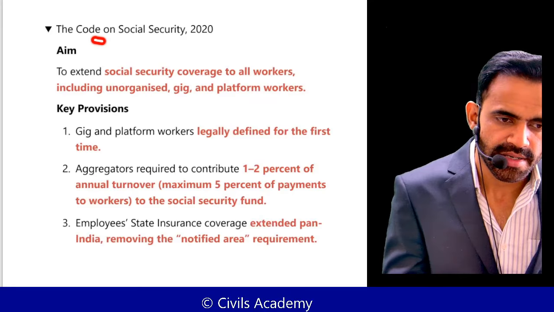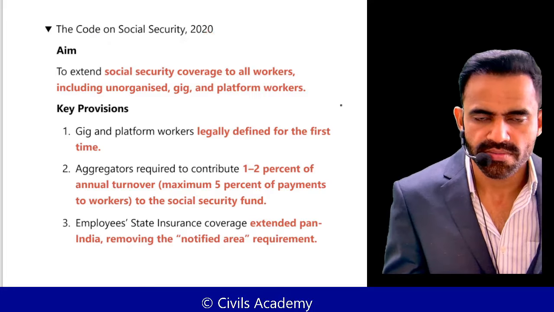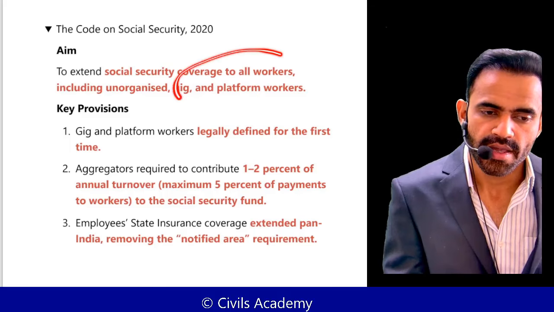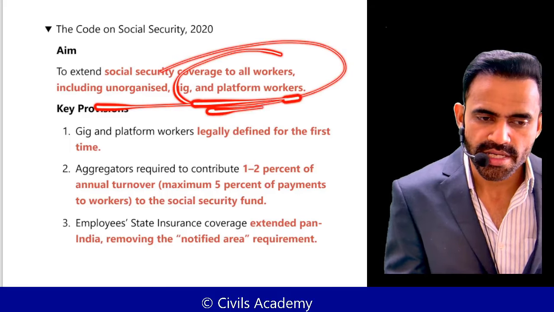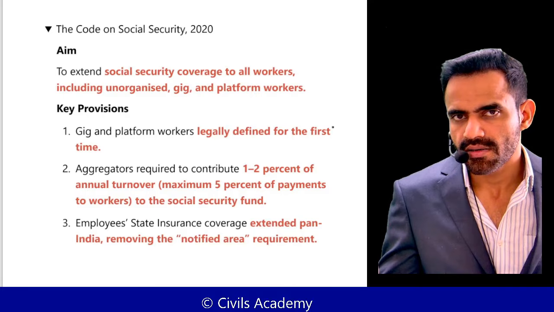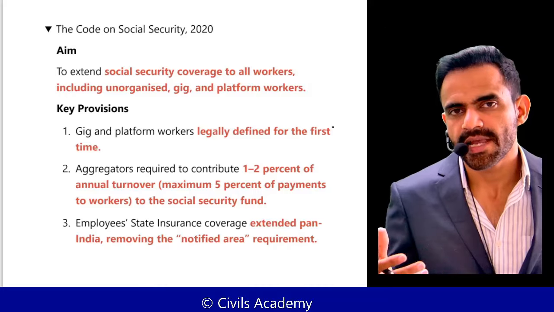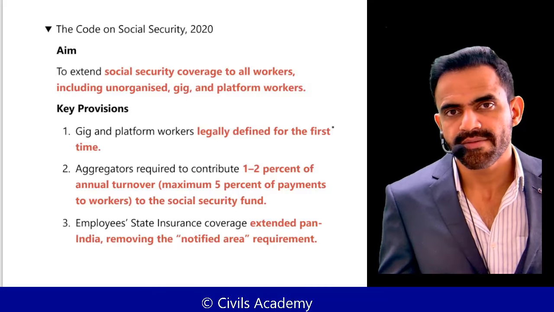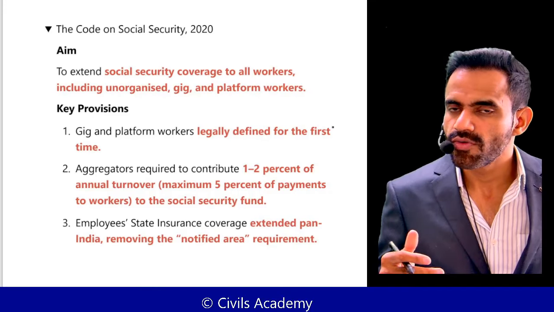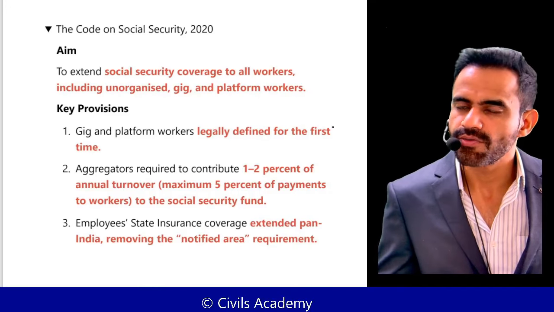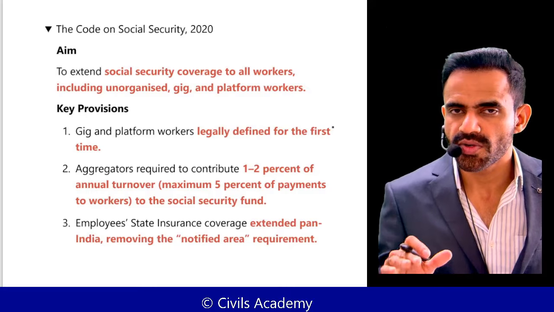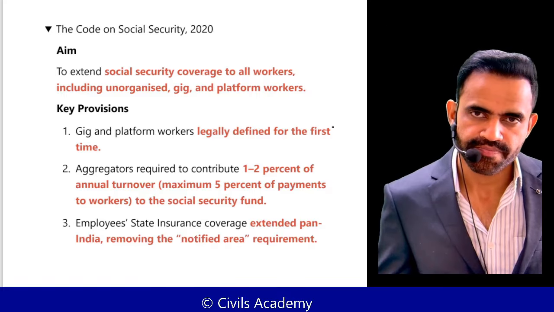And next is related to code on social security. So as the name suggests, the objective is to provide social security. This one is applicable to all workers, including gig and platform workers. What are gig workers? Understand, they are given work on a particular assignment basis. For example, your Swiggy delivery boy. So they are not the permanent employee of Swiggy. They are going to deliver your order, and for that they are going to receive the payment. So they don't have a 9 to 5 job, and that's why they don't have a casual employee-employer relationship.